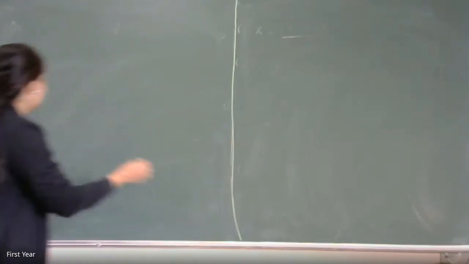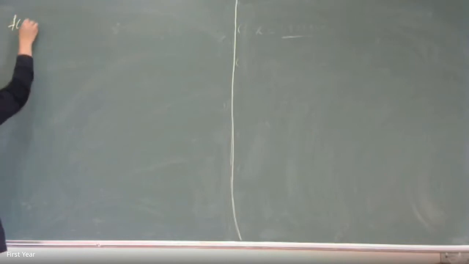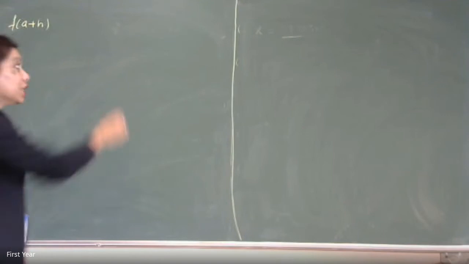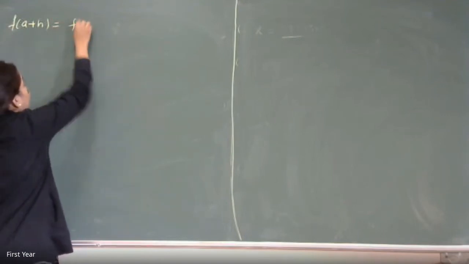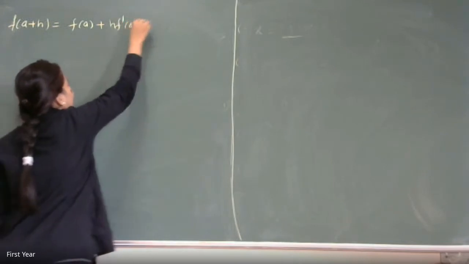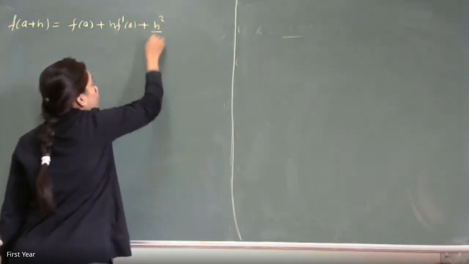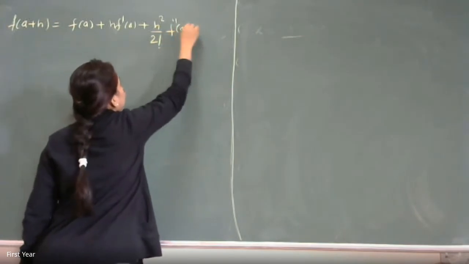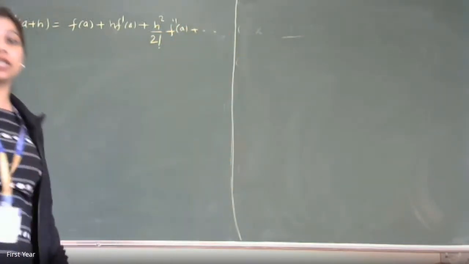So the first thing was the Taylor series expansion, which was f of a plus h. f of a plus h is equal to f of a plus h f dash of a plus h square by 2 factorial f double dash of a and so on. This is your Taylor series expansion.